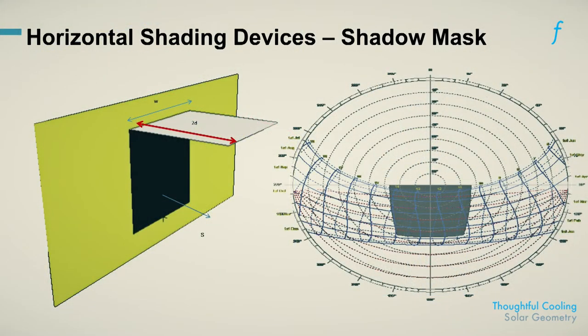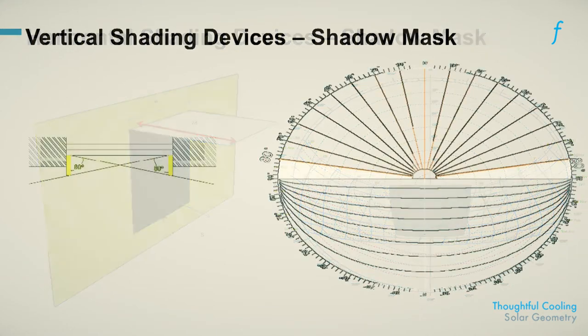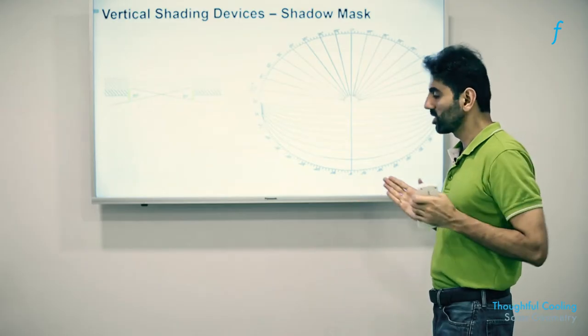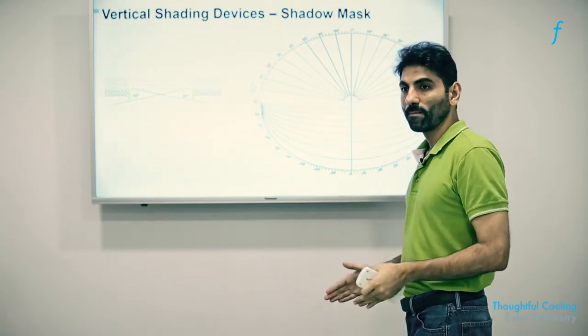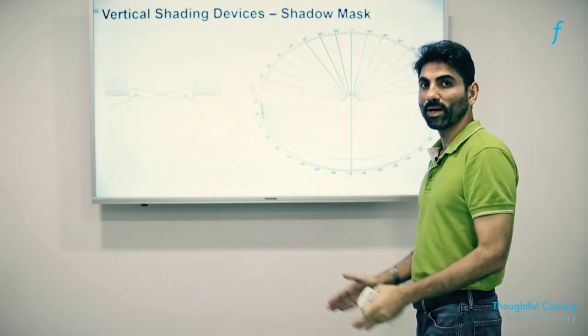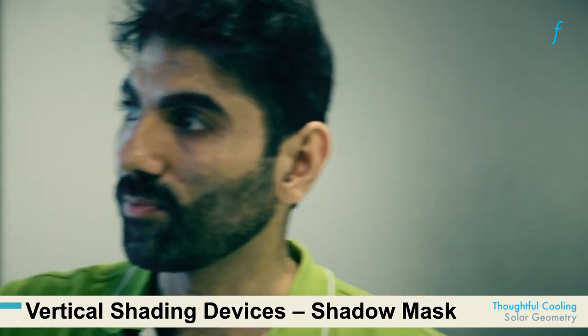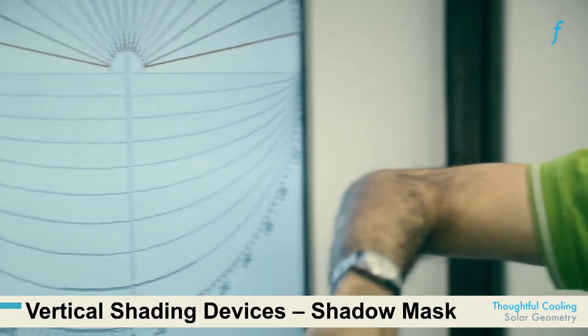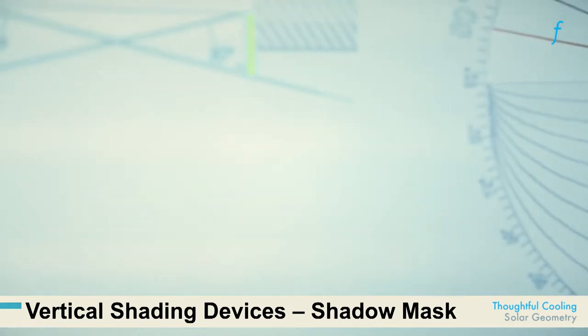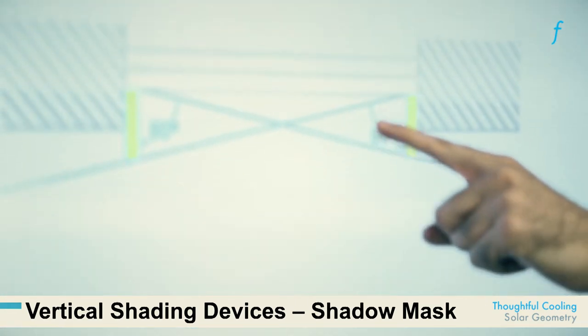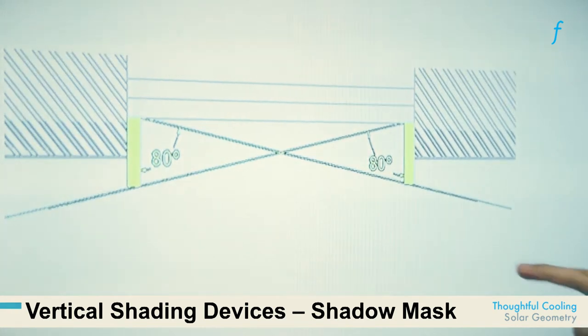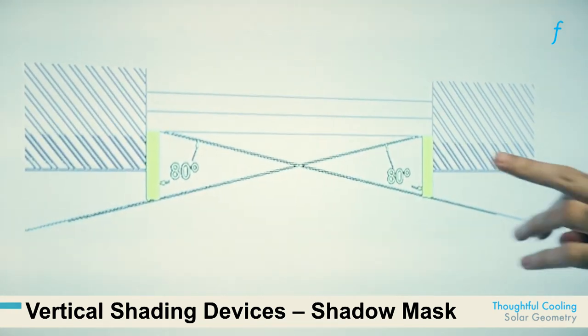So that was all about the horizontal shading device, which was giving me vertical shading angle protection. Let's look at the corresponding case of a vertical fin, which is projecting outward from the building, but is perpendicular to the ground, not parallel to the ground. So this is the plan view of a vertical shading device. And as you can see, this is the starting point here. It's for a very small azimuth coverage, right?